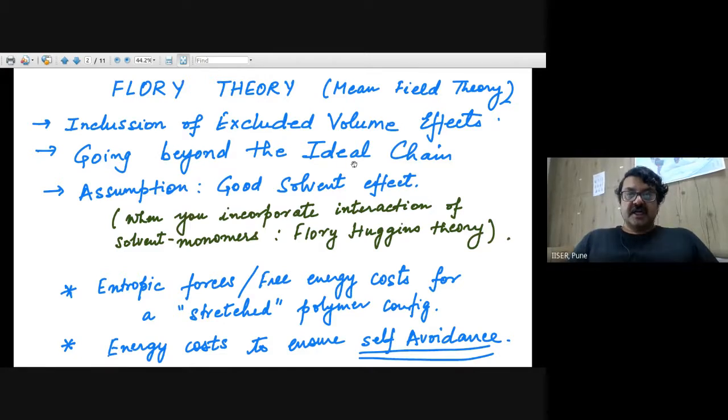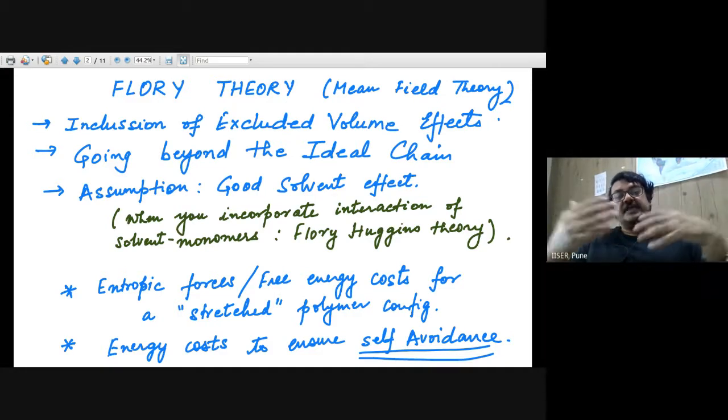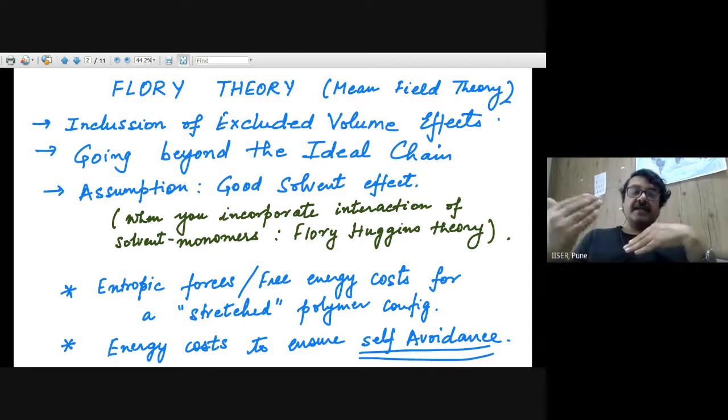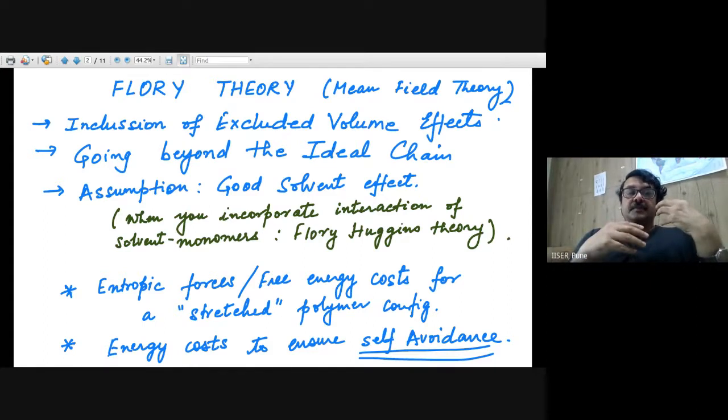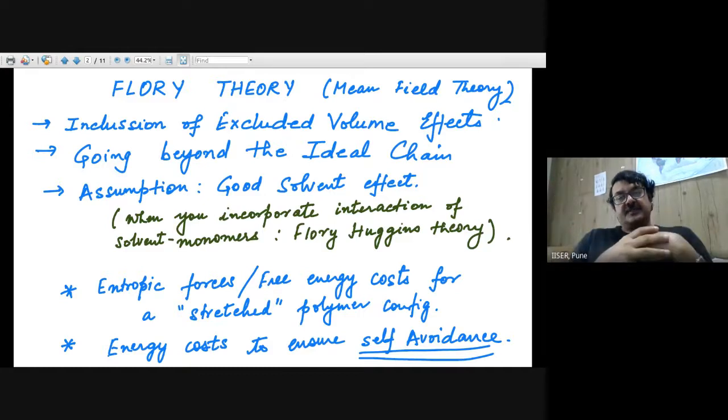We are going beyond the ideal chain. And just at this point, I also want to emphasize that yes, we are going beyond the ideal chain, but we still have the assumption of good solvents. We assume that the monomer is in a very good solvent, so there's no energy cost, there's no energy penalty for a monomer to be in contact with the solvent. It is not that the monomer prefers, there's no energy cost or energy gain in being in contact with the solvent. So we are not considering solvent effects here.